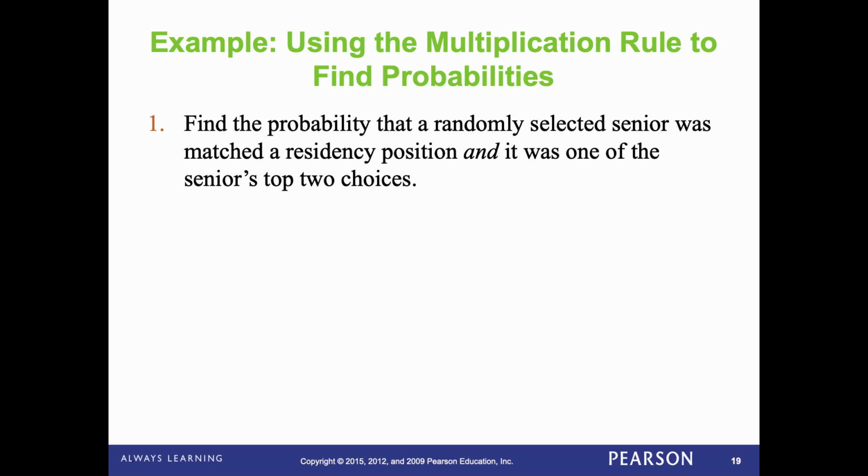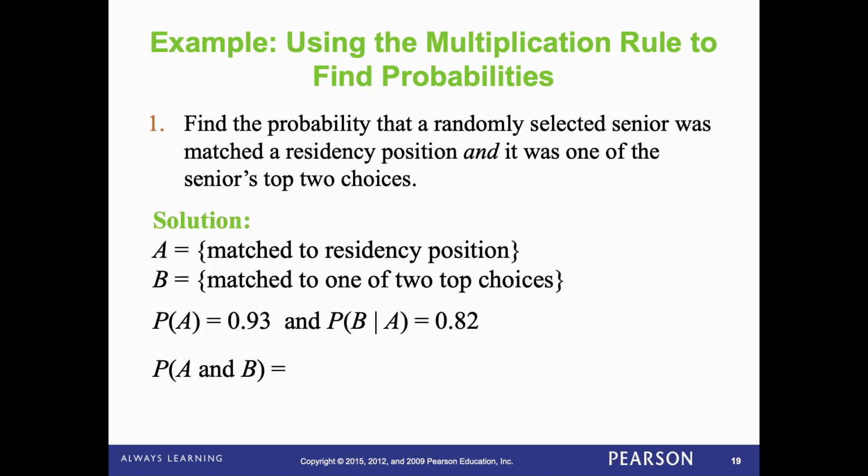Find the probability that a randomly selected senior was matched to a residency position, and it was one of the two top ones. So the probability that he got a job and the probability that it was a job that he wanted. So A is matched to a job. B is one of his top two choices. So probability of A is 0.93. Probability of getting the two top choices, given that he got a job, is 0.82.